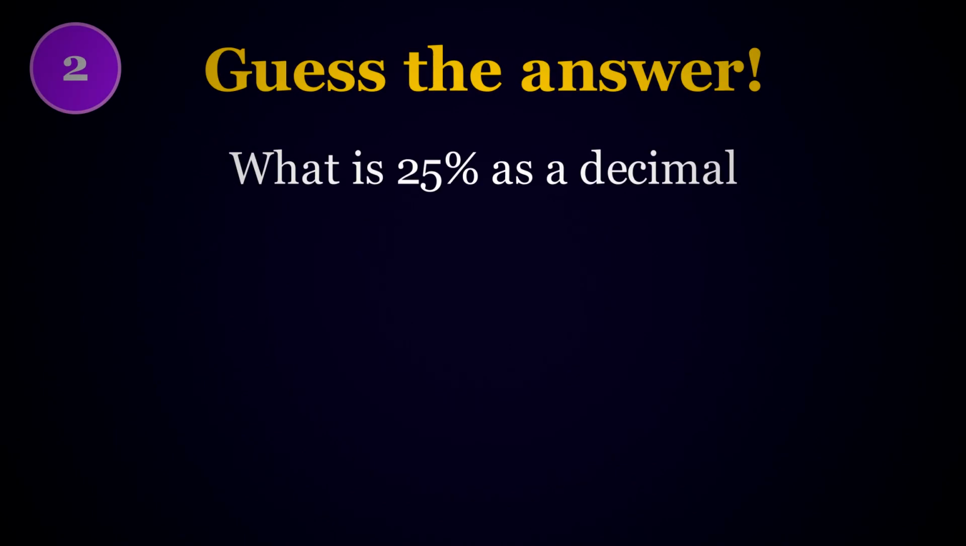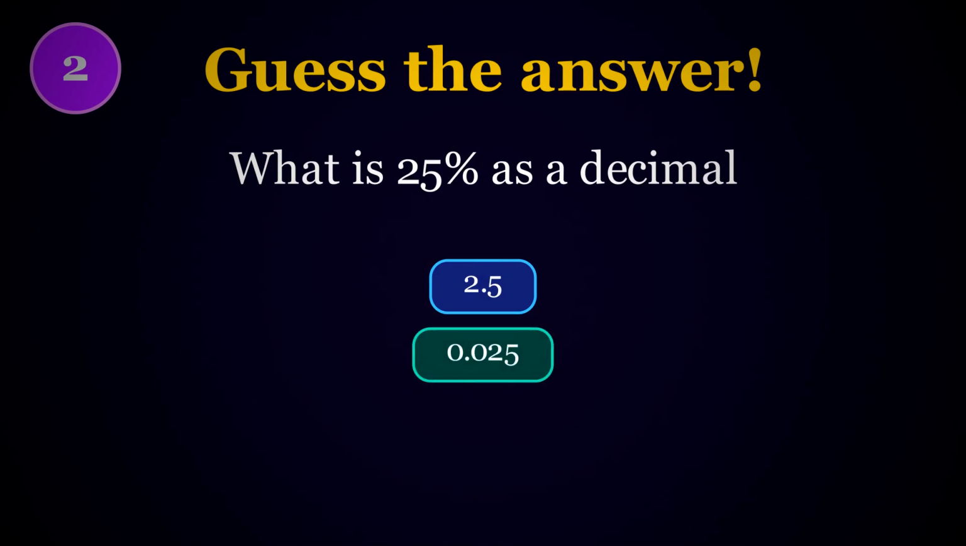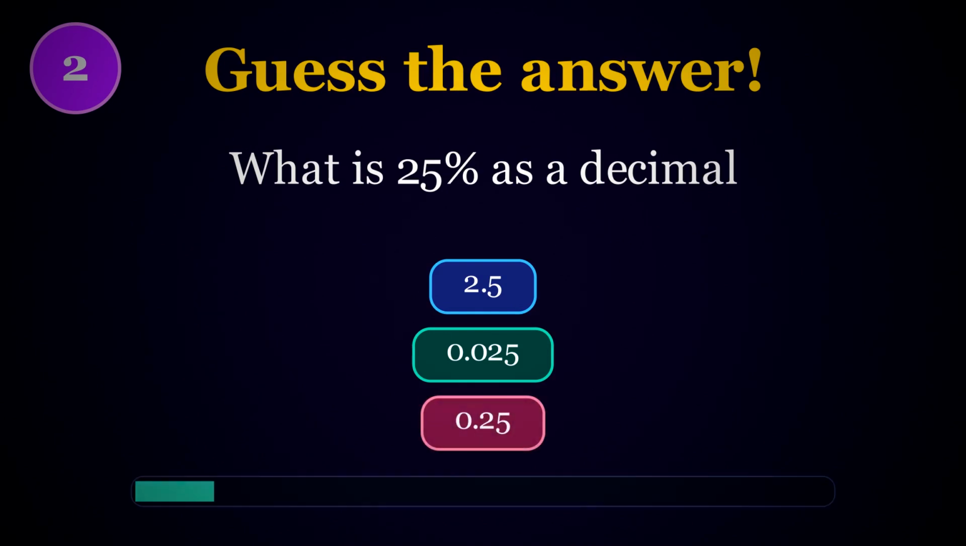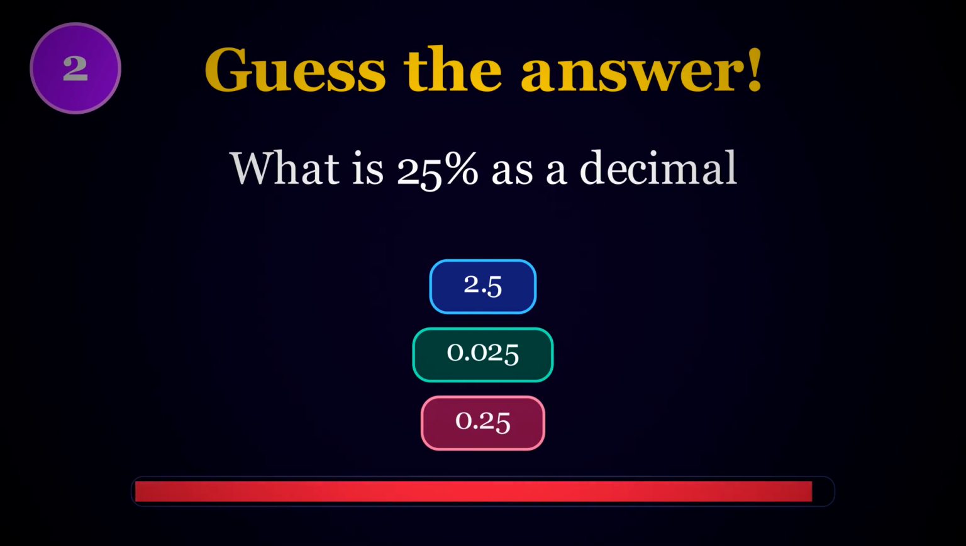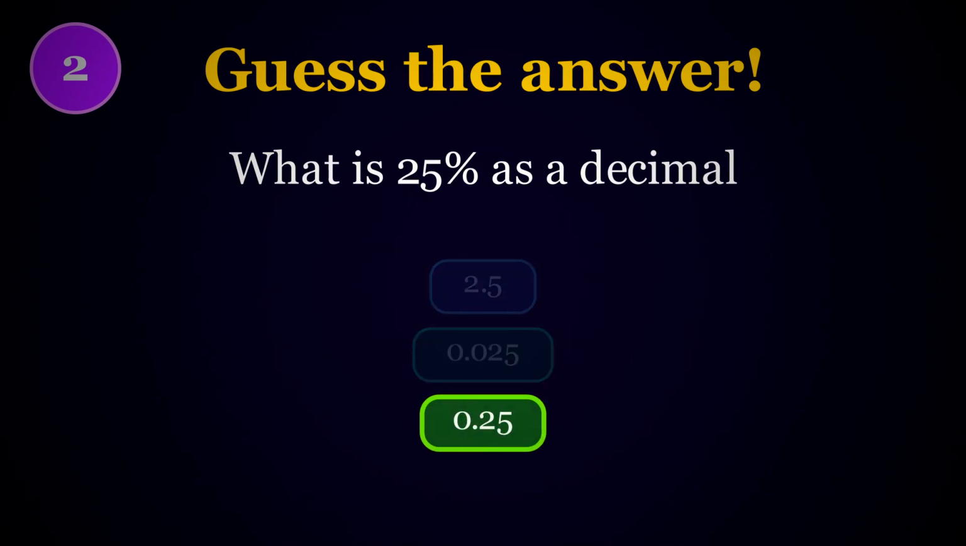What is 25% as a decimal? 2.5, 0.025, 0.25. The correct answer is 0.25.